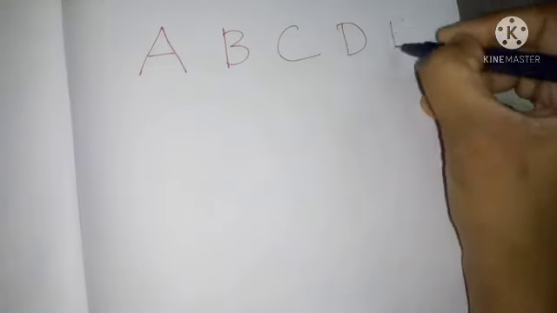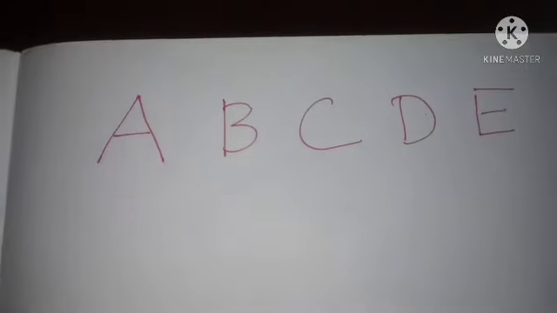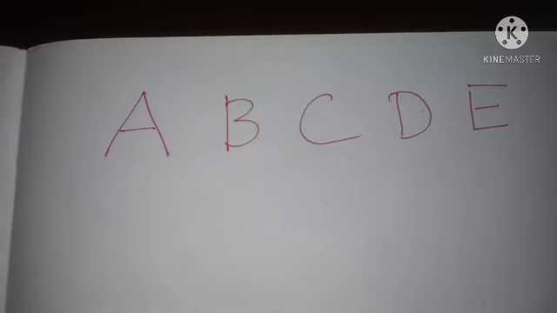Then lines of symmetry can be possible for the English alphabets also. So when you take alphabet A, B, C, D, E. See, for this alone, I am going to show you the line of symmetry, whether it is symmetrical or not. Whether these letters are symmetrical or not, that I am going to show you now.